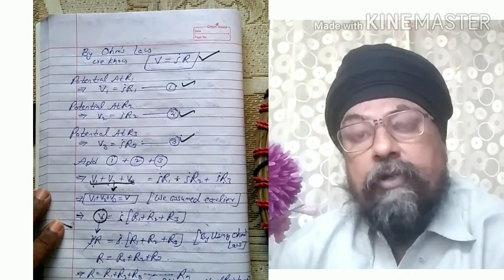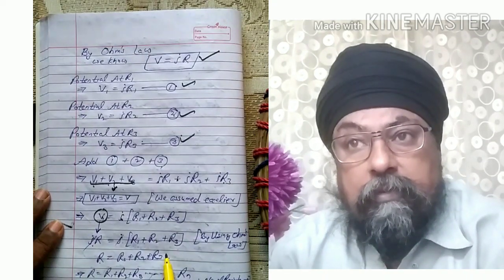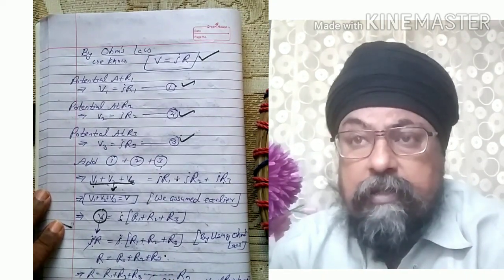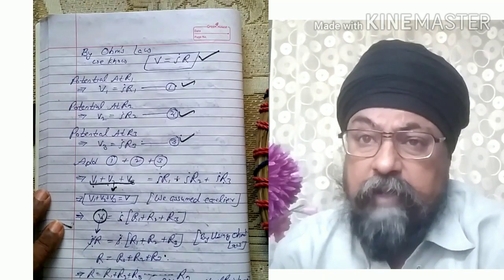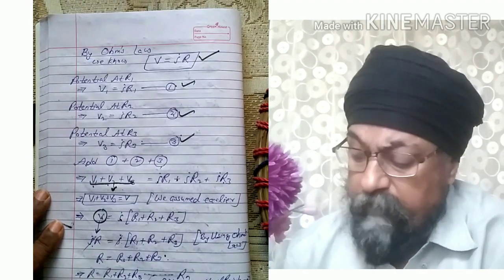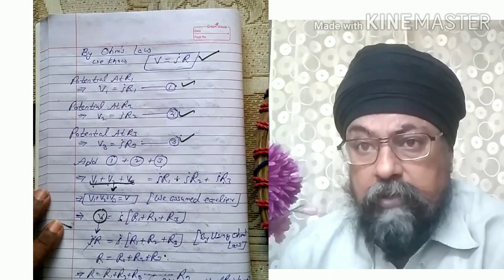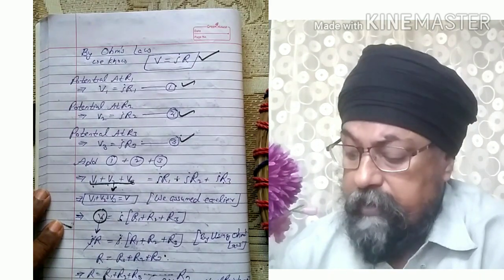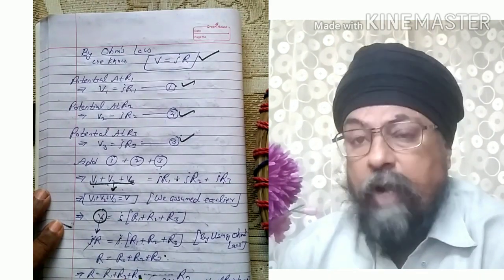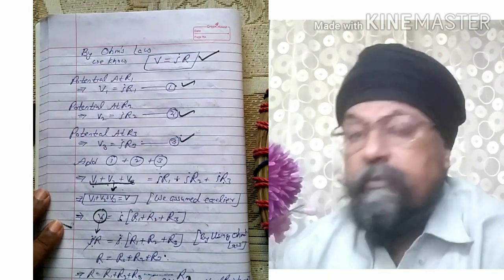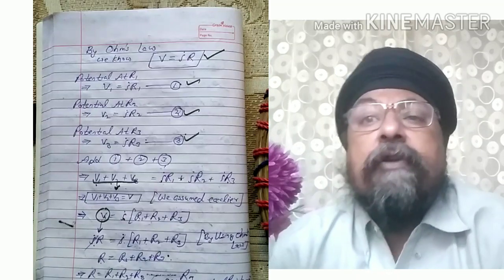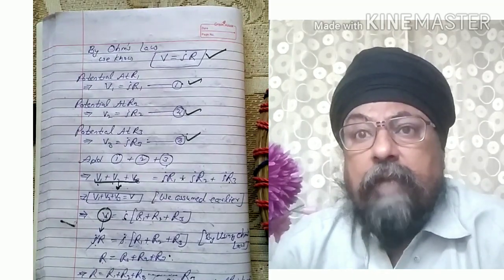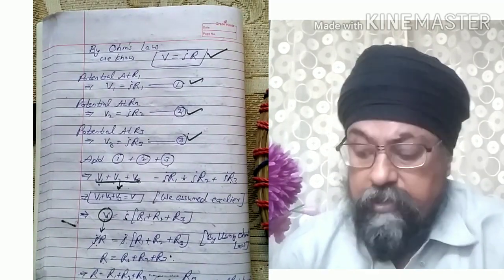This is not only for 3 resistors. We supposed there are 3 resistors. If there are 5 resistors, then you write plus R4 plus R5. If there are n resistors, then you write R equals R1 plus R2 plus R3 and so on up to Rn, where n is the number of resistances. The number of resistances may be 2, 3, 5, or 100, as given in the question.